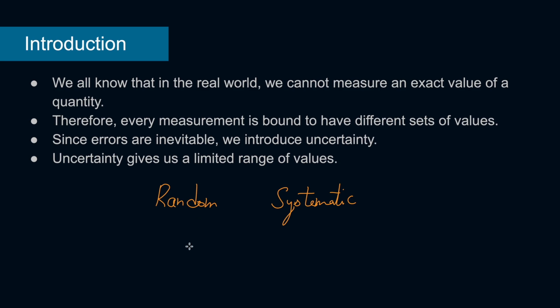Therefore, no matter what measurement you do in physics, when trying to measure any physical quantity, it is bound to have error. So the values will be different from each other. Errors are inevitable, and for this reason we use uncertainty. So what does uncertainty do? We know that measurements give different values. Uncertainty gives us a range of values in which the value of the measurement can lie.